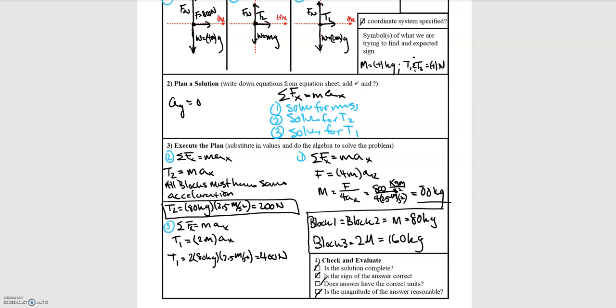Finally, we use the third free body diagram, which is the system of block 1 and block 2 together. That gives us a total mass of 2m. The force acting on that system is the tension force to the right, and that's T1. And we know that all the blocks are moving together, so again, the acceleration is 2.5 meters per second squared. So solving for T1, substituting in 2m, since our system is comprised of 2 masses, we find a tension of 400 newtons.